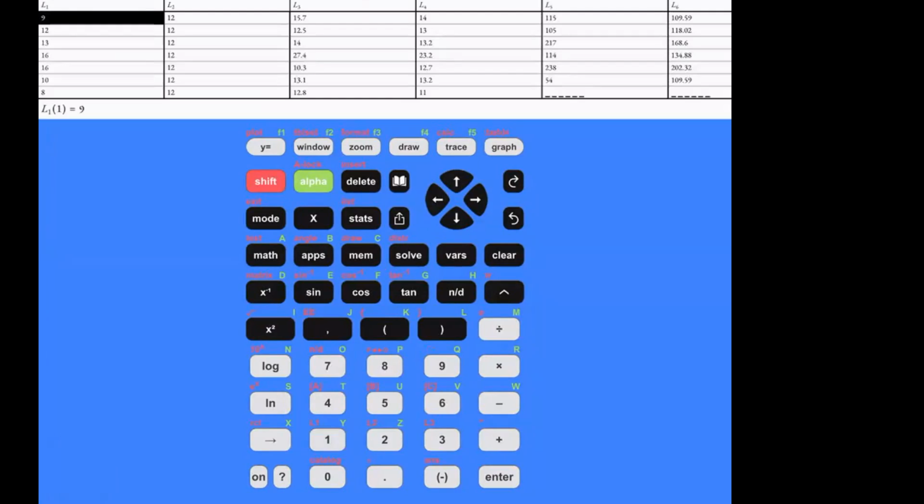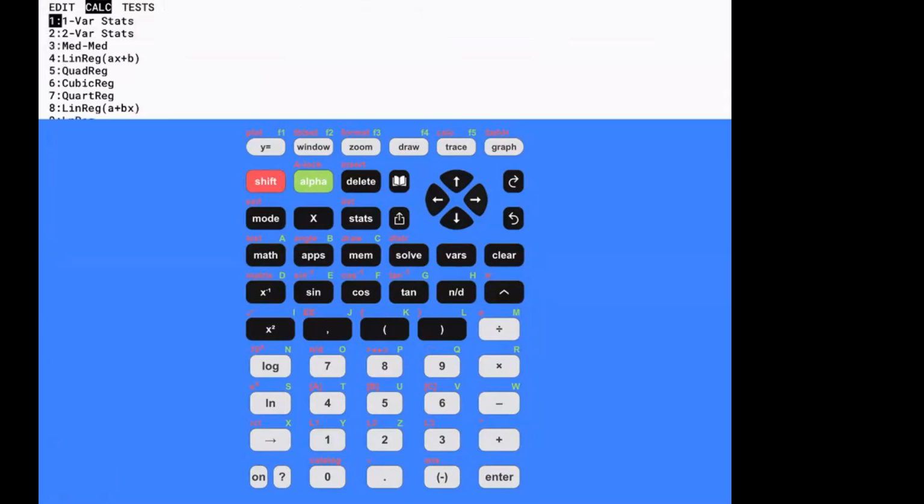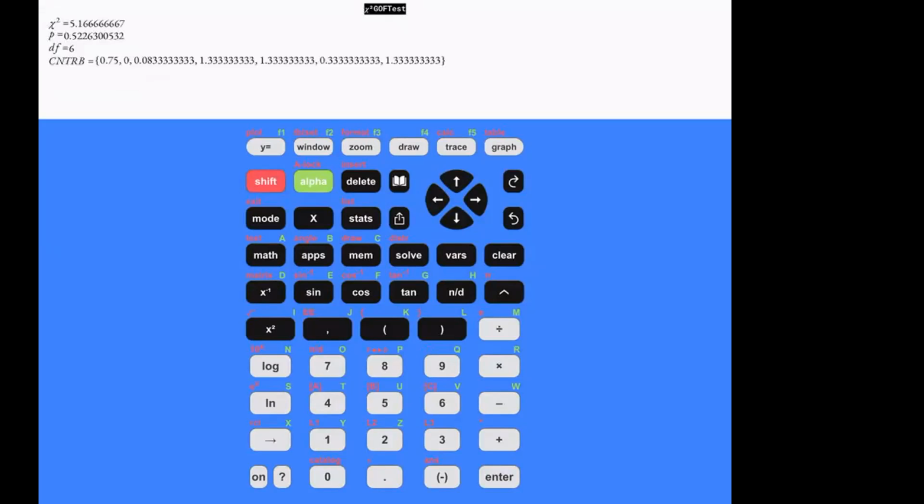L1 and L2 contain my observed values and my expected values. Again, we're going to go into stats, over to tests, and arrow up till we get to the goodness of fit test. The goodness of fit test is generated from list, and my list is L1 and L2. So there we have it. My degrees of freedom was 6, and we're ready to calculate.